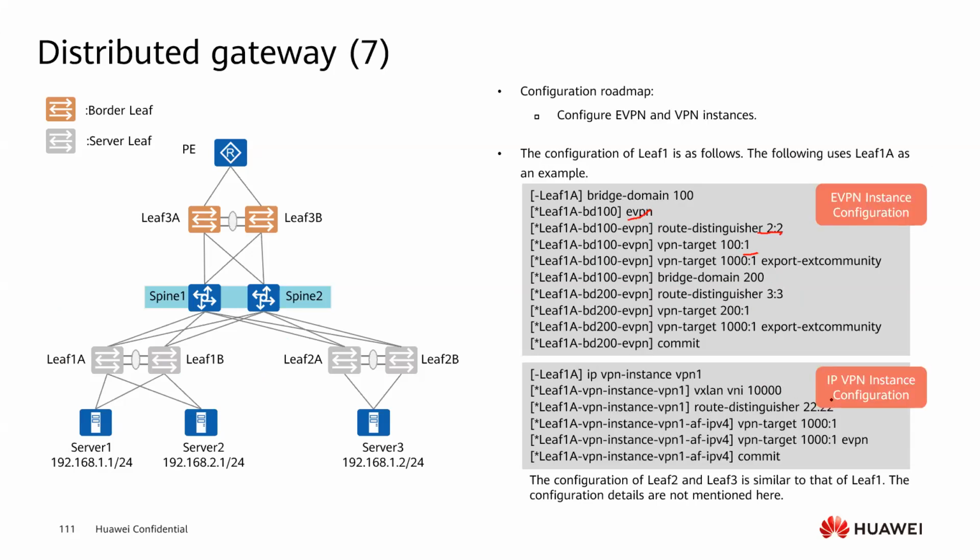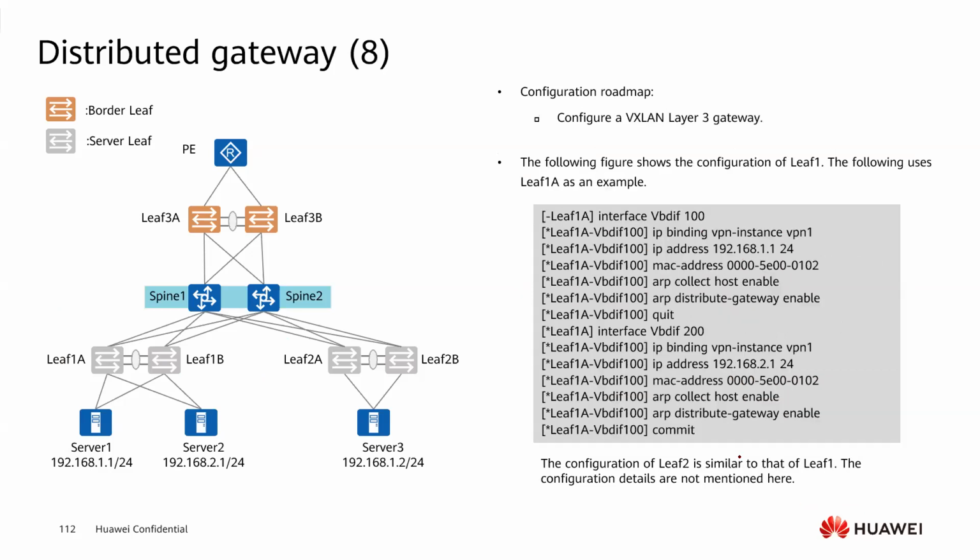And also we need to configure the IP VPN instance. You will find that for the IP VPN instance, we also need to configure the Layer 3 VPN. We need to configure the VPN RT for the VPN instance. All right. And then we need to configure the distributed gateway. We need to configure the VBDIF on the leaf 1, but on the leaf 2, it is configured the same. So we didn't mention it here. You find that we need to bind it to the VPN instance.